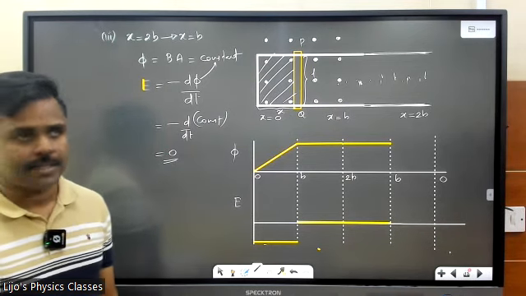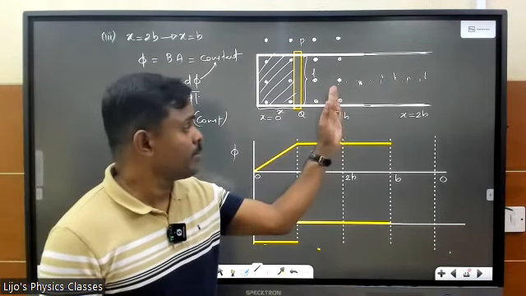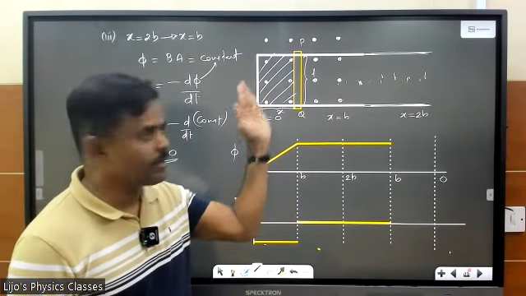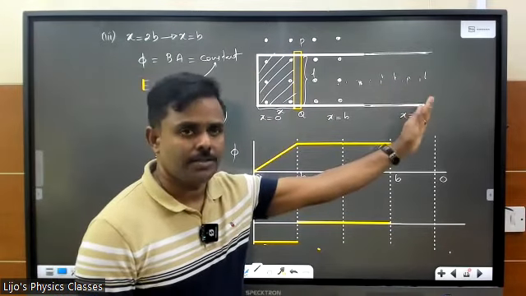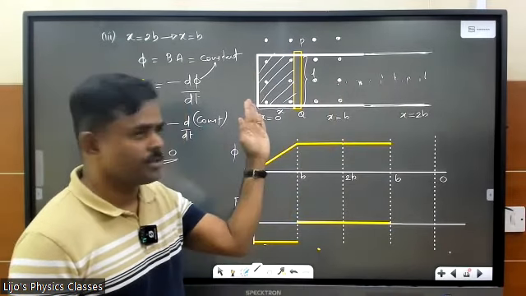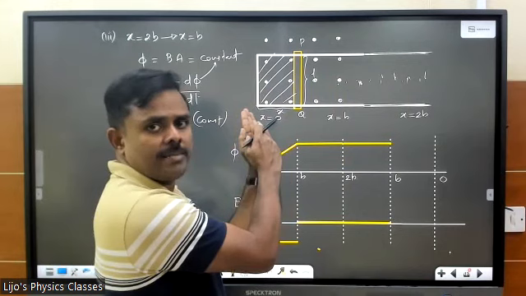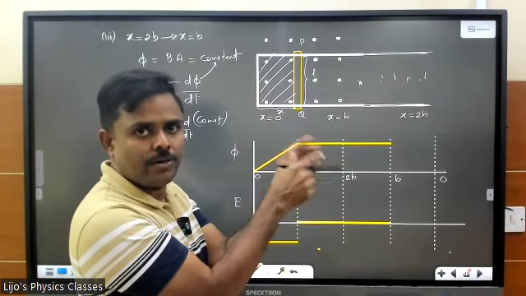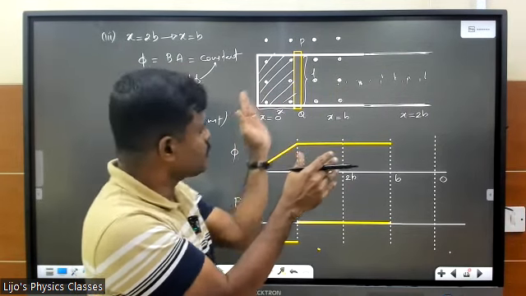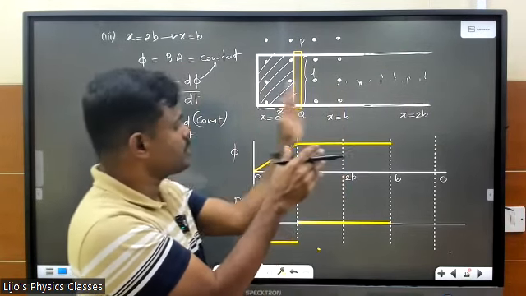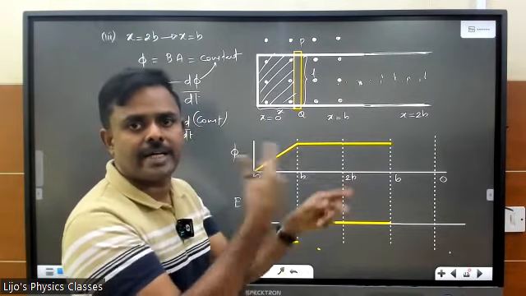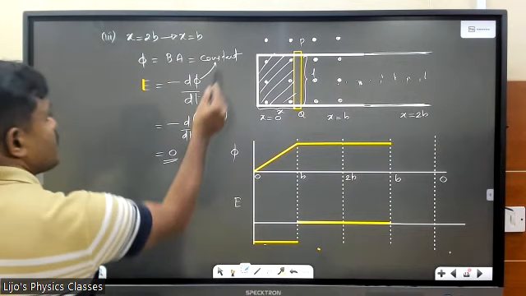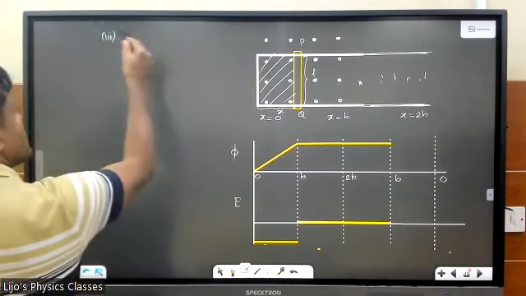Now we have the last segment. That means you're moving back from B to 0. The first one was 0 to B, then B to 2B, then 2B to B is also done, and now B to 0. B to 0 is the same as 0 to B because both are inside the magnetic field. The only difference is that 0 to B was to the right, and B to 0 is to the left. So again, the direction is getting reversed. So let us see case number 4.